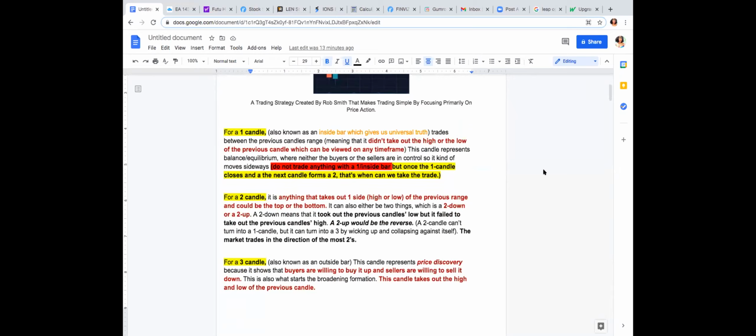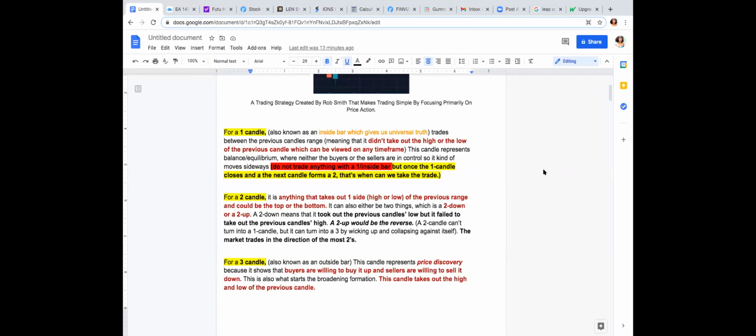So a 1 candle, which is also known as an inside bar, gives us universal truth. It trades within the previous candle's range, meaning that it didn't take out the high or the low of the previous candle, which can be viewed on any time frame. This candle represents balance and equilibrium, where neither the buyers nor the sellers were in control, so it moves sideways, that choppy action that you see. You don't want to trade anything with a 1 or an inside bar. But once the 1 candle closes and the next candle forms a 2, then you're able to take the trade.